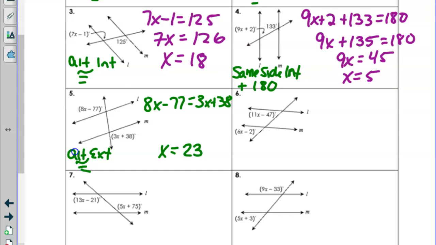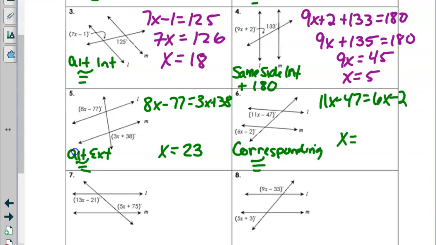Alright, number 6, what type of angle pair do I have? Corresponding, very good. And what do we know about all corresponding? Excellent. So you did 11x minus 47 equals 6x minus 2. And what do we get for the value of x? 9. 9 is correct. Good job. After those two, does anybody need to see the equation solved? Are we okay with that part?